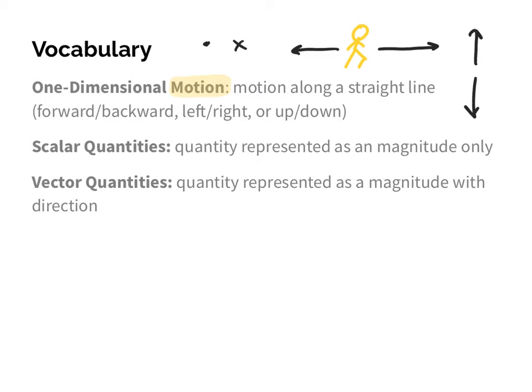So we are not looking at, for example, if I were to take an object and throw it up into the air like that, where it would follow this sort of path. That is not one-dimensional motion because that object is moving both forward and up at the same time. That is what's called two-dimensional motion, and we're going to look at that later on in this year. So our goal for today is to focus on the basic variables of one-dimensional motion.